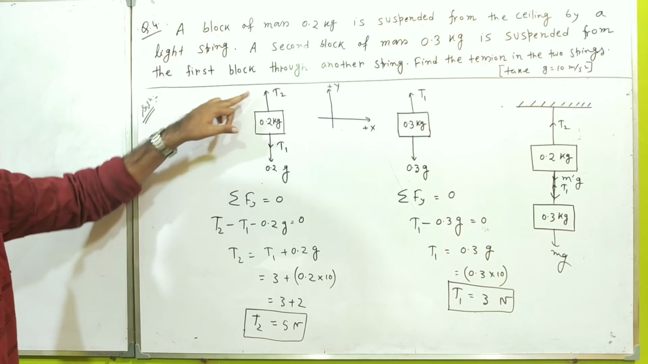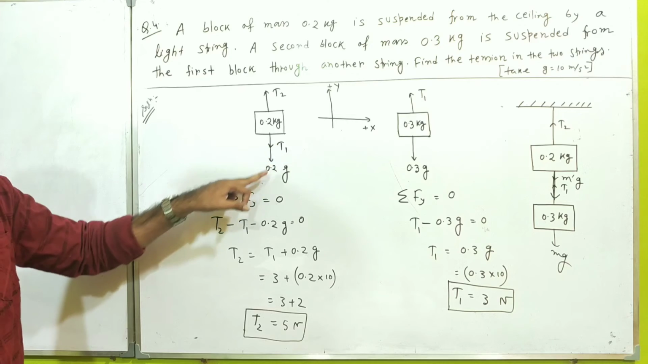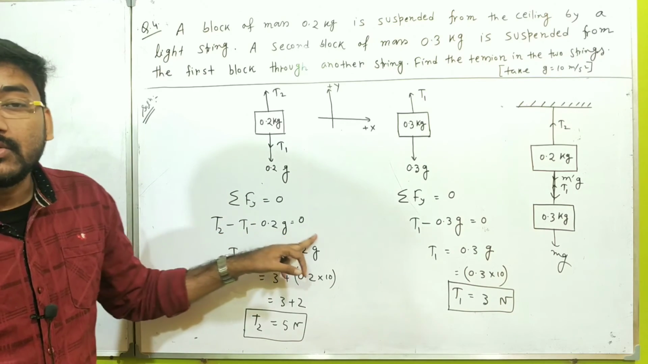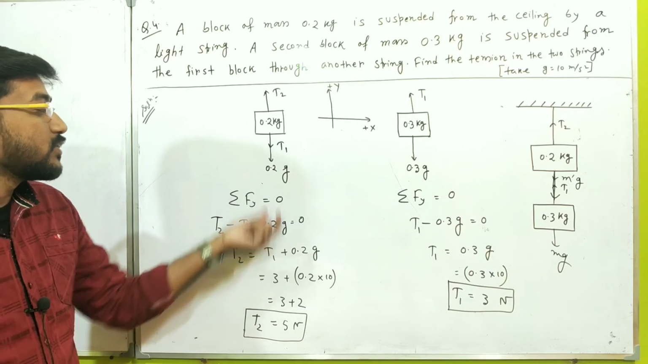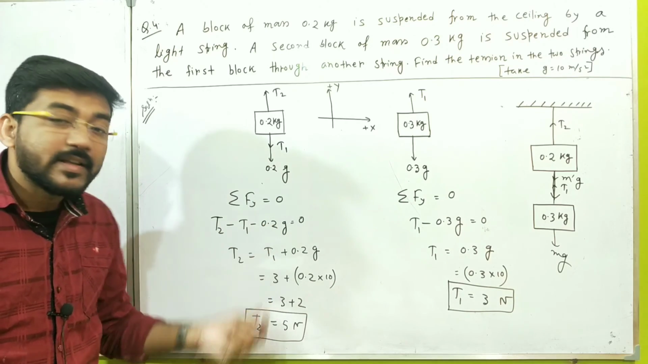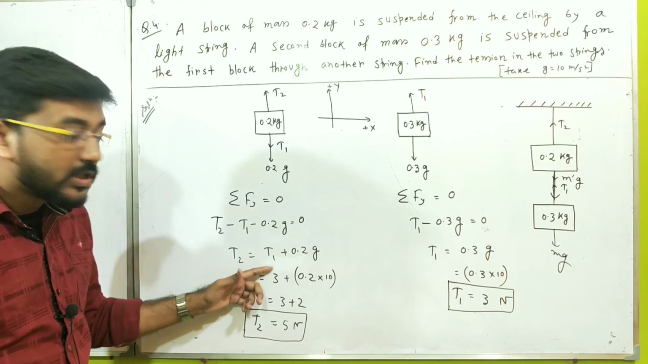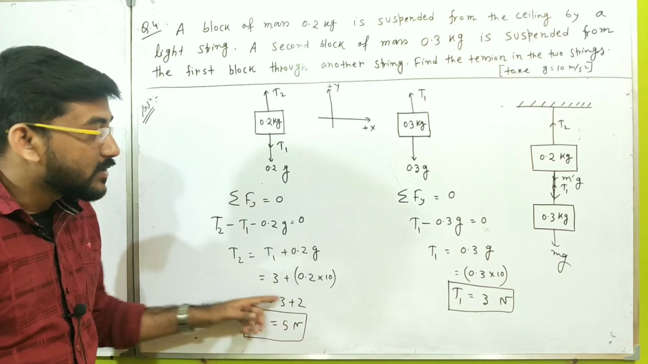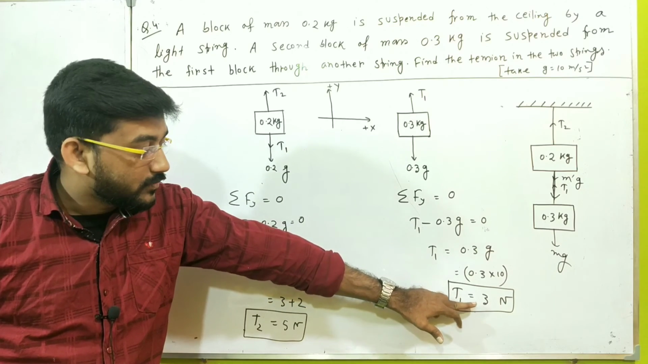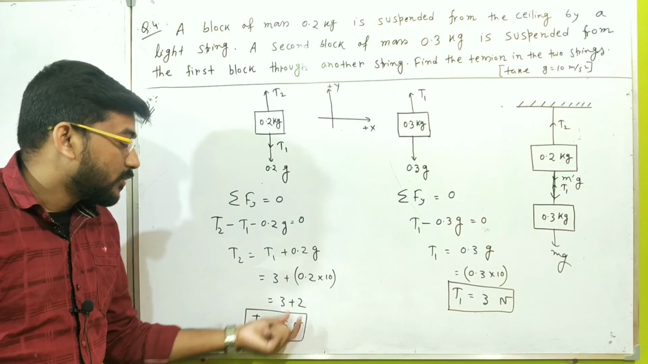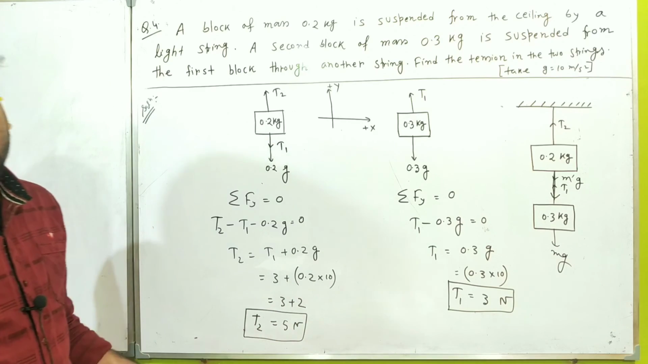So you will get T2 in upward direction and T1 and 0.2g in downward direction. So T2 minus T1 minus 0.2g is equal to 0, because this T1 and 0.2g are in downward direction, so we have to take the negative sign for these forces. And now if you solve, you will get T2 is equal to T1 plus 0.2g, and T1 is nothing but 3 Newton, we got from here. So 3 plus 0.2 into 10, that will be 2. That 3 plus 2 will be 5 Newton.